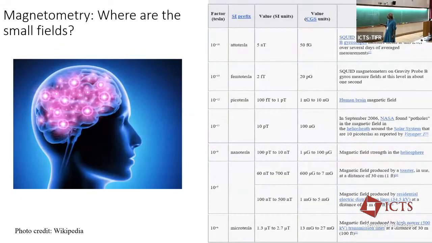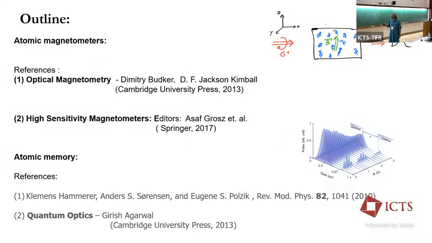So to start with, since this is a short time, just a few references. These are two excellent books already written on magnetometry. It's a huge field, going on for almost 80 years or so, and both the books are very detailed. And of course, one of the authorities in this field, Professor Dimitri Budker, will be here with us next week. He himself will be giving some talks, so many of these questions you can go to him. And for atomic memory, this book by Professor Girish Agarwal, titled Quantum Optics, talks a lot about the physics that I'll be talking about.